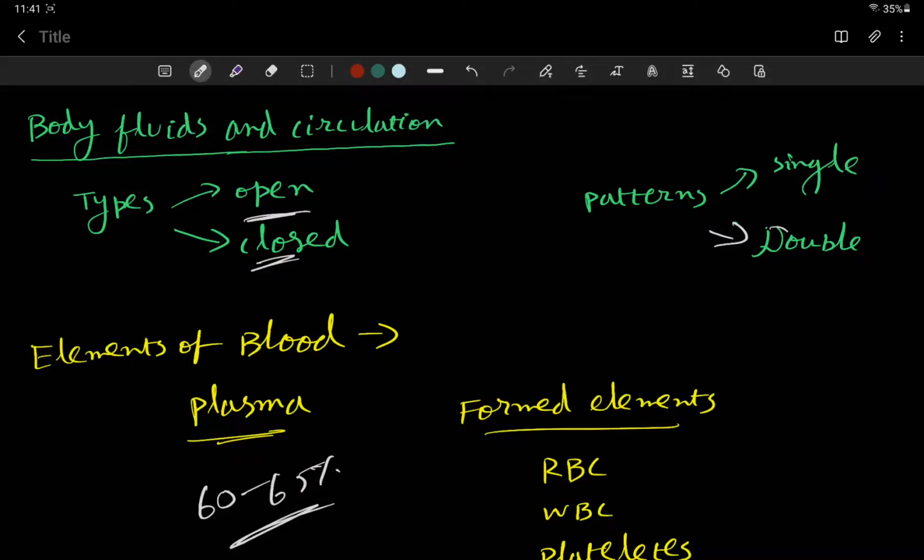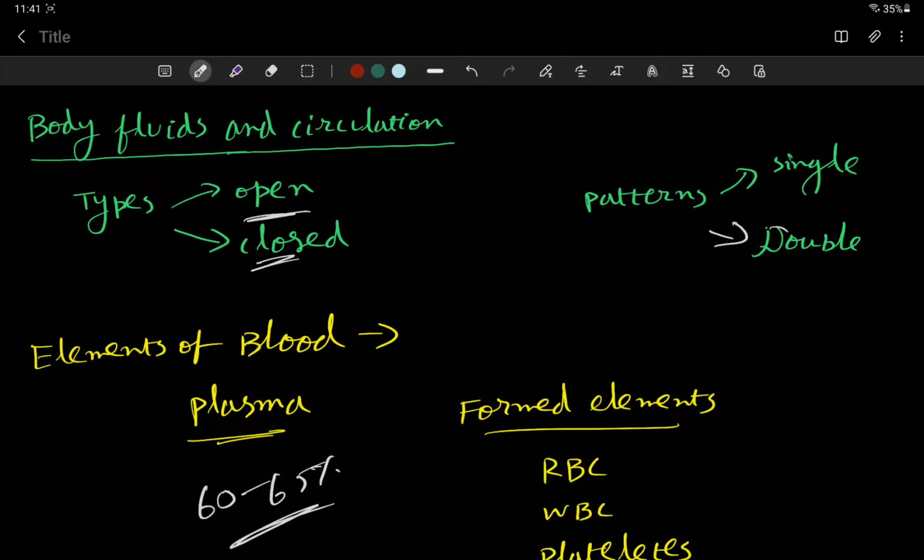Today we are starting a new series about rapid revision. In this series we will discuss the chapters from class 11 and class 12 in short videos. It will help you to revise properly and quickly.